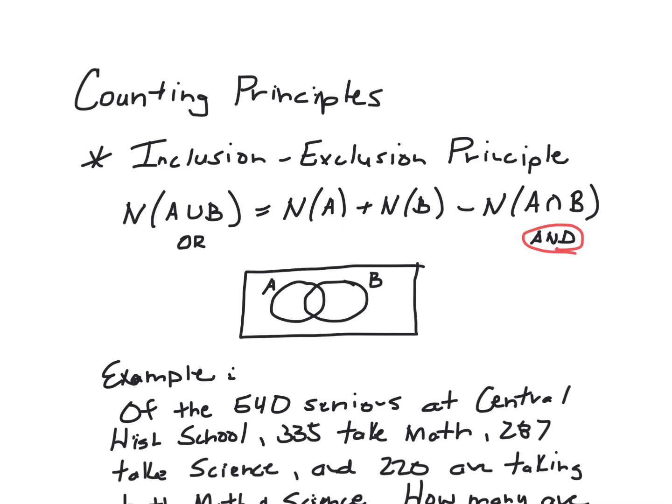And the intersection means the same as and. It can also be shown in a Venn diagram with overlapping sets where this region is the intersection of the two. Oops, should be an upside down U. And anything on the inside here in any of these three sections would be the union of A and B.